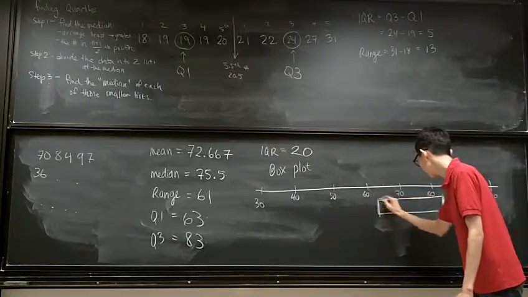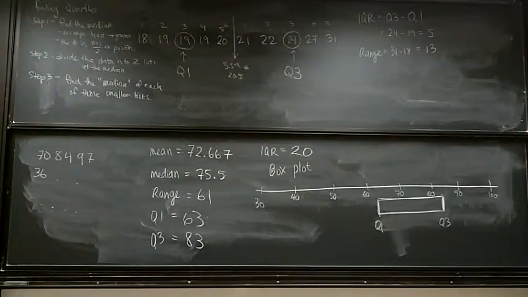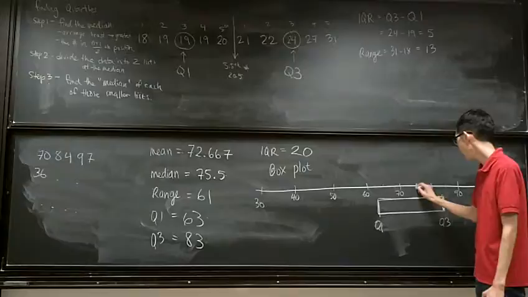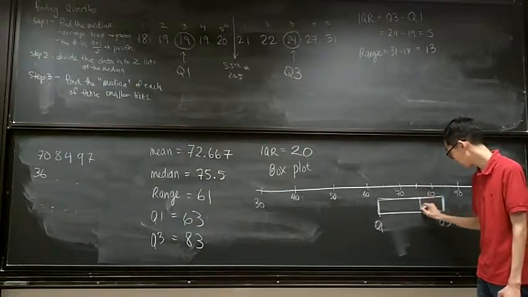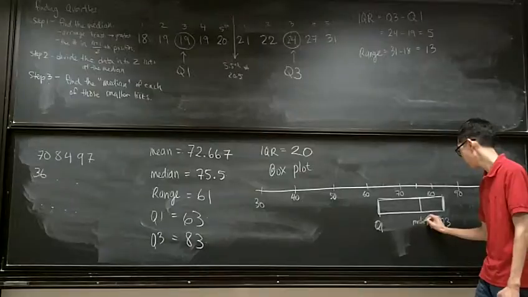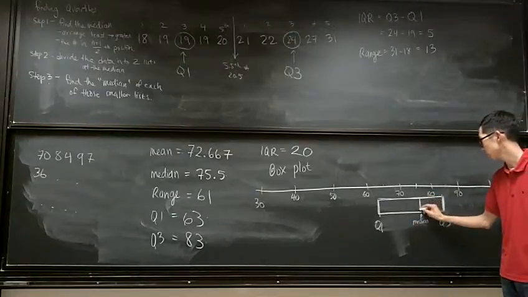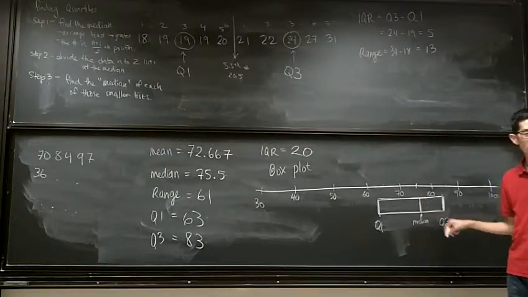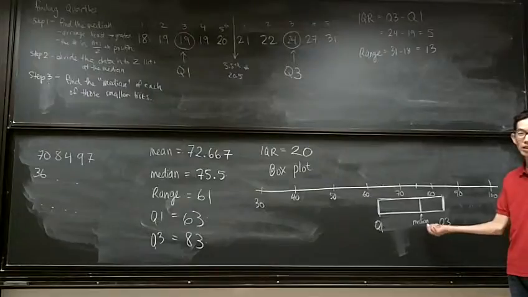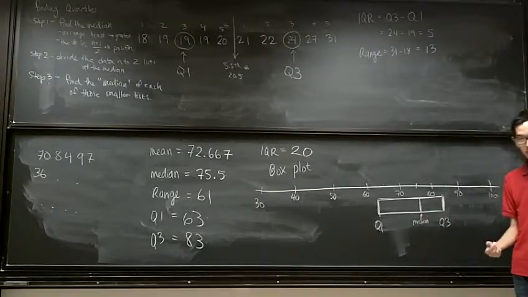Q1 forms the left edge of the box. Q3 forms the right edge of the box. And I'm going to draw a line in between at the median. So this is why it's important that we always draw a number line, so that our box is well defined. If you don't have a number line, you won't know where to draw these lines. So Q1, Q3, and then you draw another line somewhere in the box, and that's the median. The median is not necessarily going to be halfway between Q1 and Q3. It's just right here, okay?